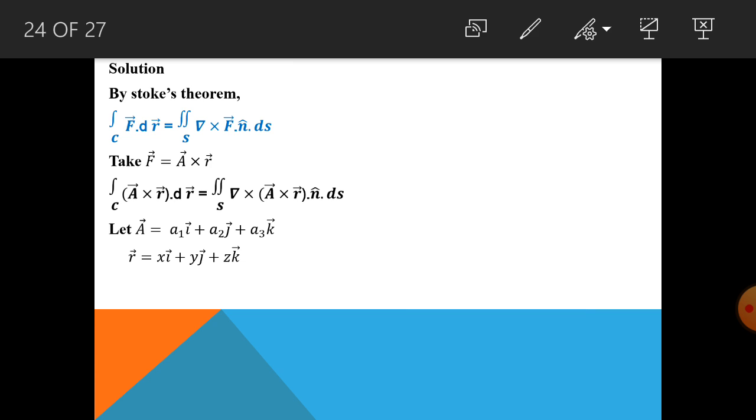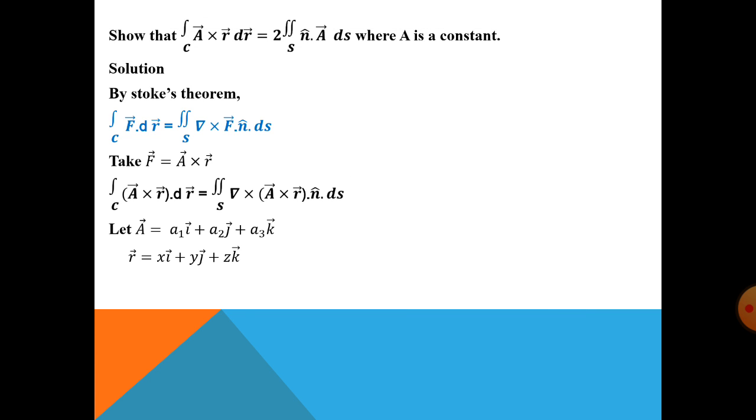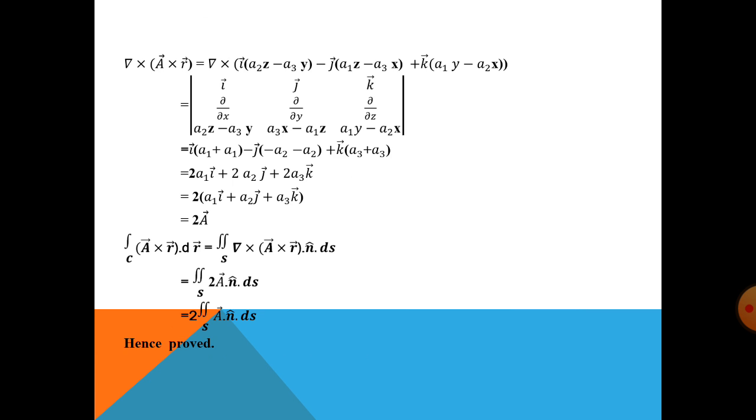Find the curl of a vector cross r vector. We get i vector of a2z minus a3y minus j vector of a1z minus a3x plus k vector of a1y minus a2x. Then find the curl for gradient and a vector cross r vector. Substitute these values in the condition, we get 2 into the surface integral of a vector dot n cap ds. Hence verified.